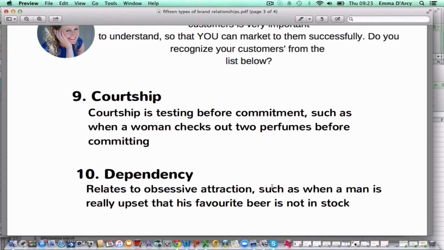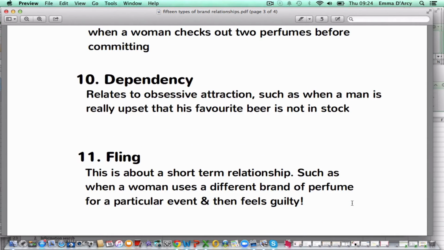Dependency then relates to obsessive attraction. So when a man is really upset when his favorite beer is not in stock. So this is where somebody loves a brand, a product or service, and they get really upset when it's not available. So, beer, wine, jewelry, it covers a multitude, but you often see, particularly with men, that sometimes they get really into their cars or stuff, and if something isn't available, like a part or something, they get really upset, and they're really dependent on that brand, on that business, to provide them with what they need. So just see, does your business fall into this? If it does, yay, because you have really, really good customers that will come back to you time and time again. The other thing is, don't not have it in stock.